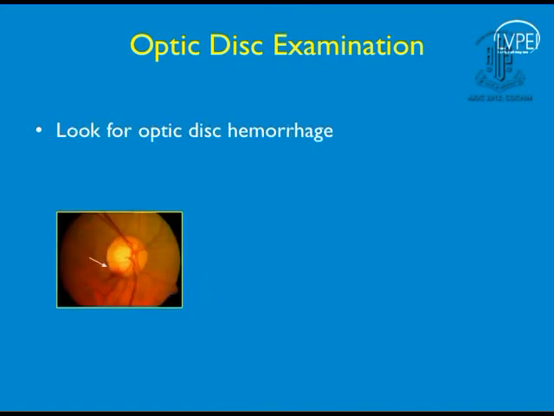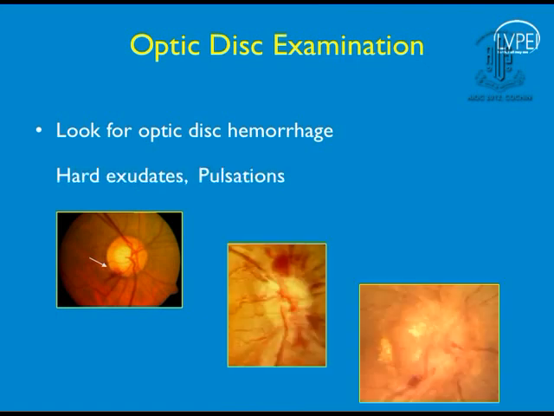The next parameter is to look for optic disc hemorrhage. A splinter hemorrhage like this can indicate glaucoma. Similarly, in a non-glaucomatous disc, there are hemorrhages, there may be hard exudates, and the pulsations may be absent if there is raised intracranial pressure.